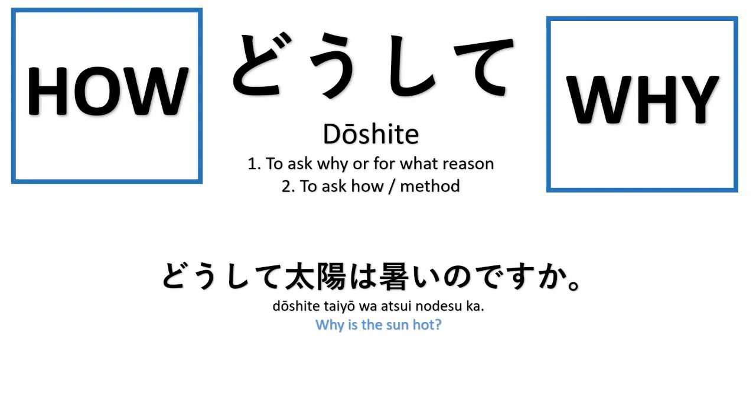Okay. So here you can use どうして to either ask why for a reason and to ask how for a method. Okay. So you can use this as a formal way of asking.